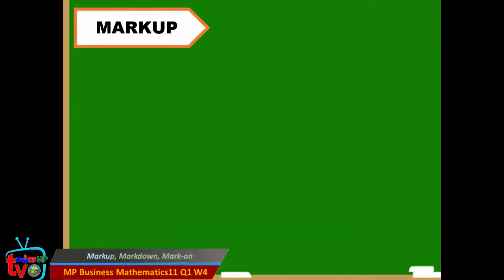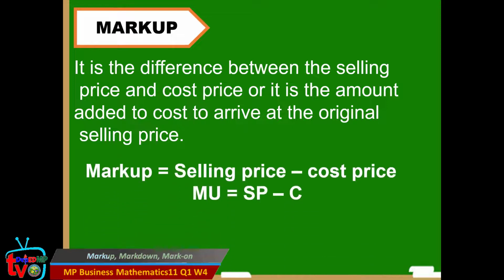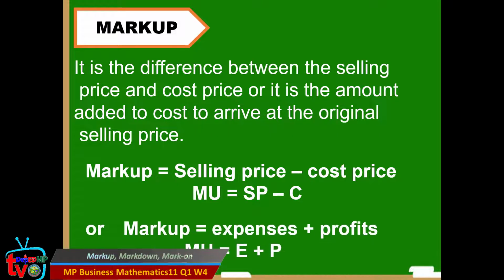Now we move on to markup, which is the difference between the selling price and cost price, or it is the amount added to cost to arrive at the original selling price. So we have here the formula, selling price minus cost price. Or it could also be expenses plus profits.